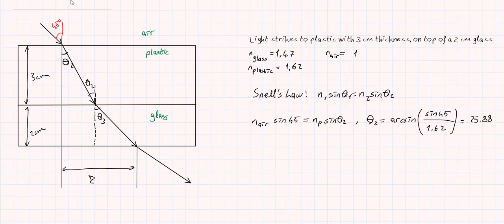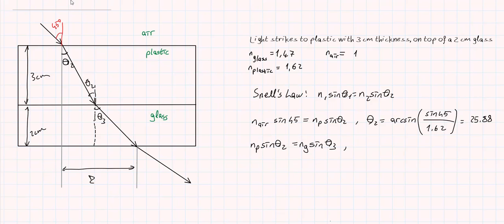Now we will do exactly the same calculations for this interface because we need to find theta 3 as well. For that, we know that this angle is theta 2. I will say n plastic sine theta 2. This theta 2 is the angle I found here, so I will substitute it. This equals n glass, let's say n_g, sine theta 3.